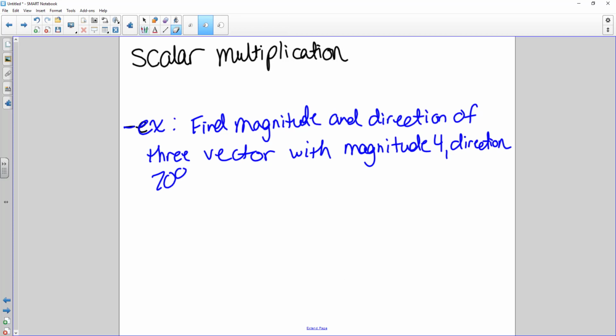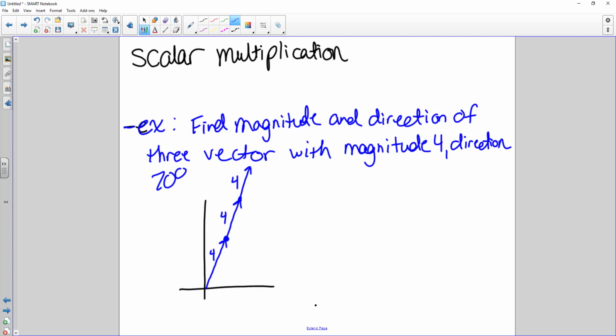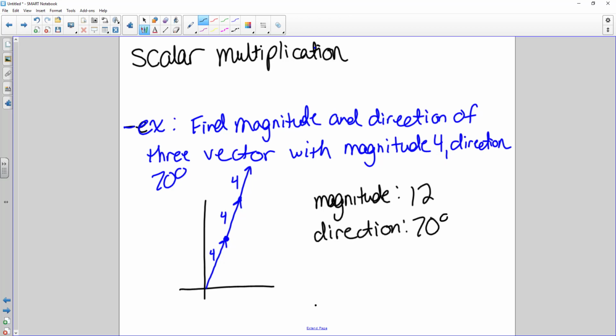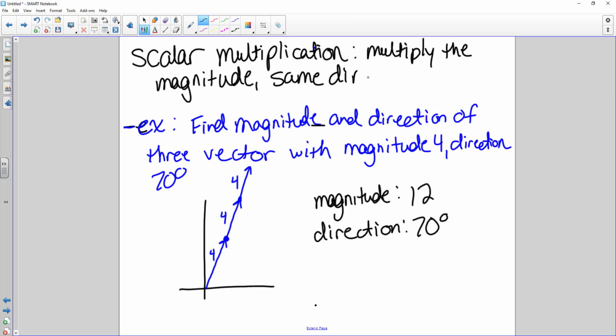Okay, let's draw this one out. Magnitude 4, direction of 70, so pretty steep in quadrant 1. Right here, this is a magnitude of 4. Now if I have 3 of the same vector and I line them up, there are 3 of them. It's like the addition one, where the magnitude is just them added: 4 plus 4 plus 4 is 12, or 4 times 3. The direction is still 70 degrees because they're all going in the same direction. So with scalar multiplication, we multiply the magnitude and keep the same direction, whatever is in the problem.